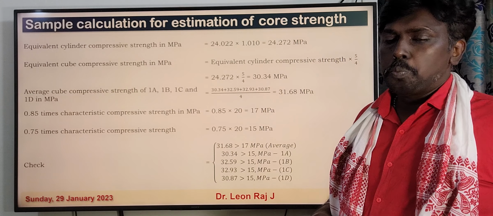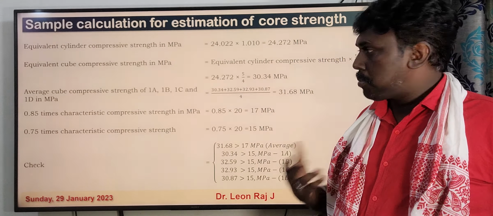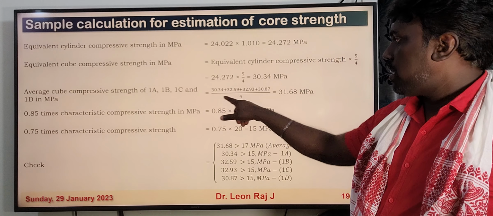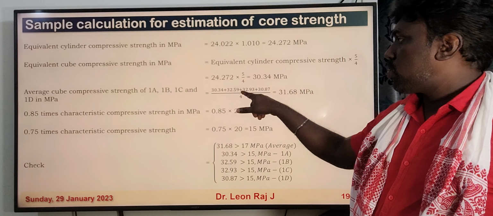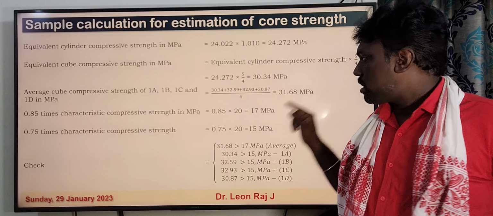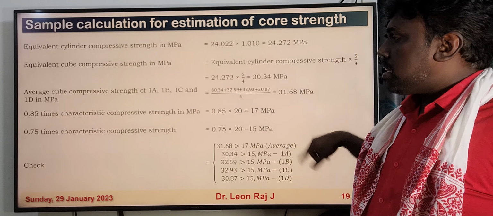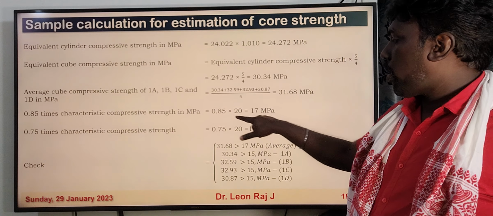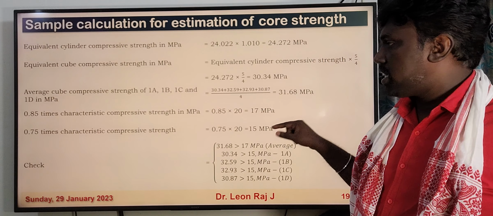Then the average cube compressive strength, that is the equivalent cube compressive strength of 1A, 1B, 1C and 1D in MPa, shall be 30.34 plus 32.59 plus 32.93 plus 30.84 divided by 4, which is equal to 31.68 MPa. Here 0.85 times the characteristic strength in MPa is the acceptance criteria of the core. So that is 0.85 into 20, that is equal to 17 MPa.